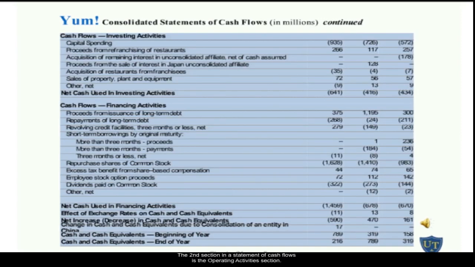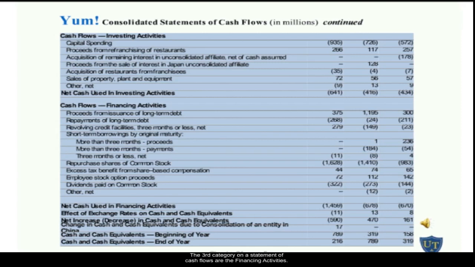The second section in a statement of cash flows is the investing activities section. What this section shows are cash inflows and outflows from the business related to investments in non-current assets. Since Yum's operating cash flows are generating large positive amounts of cash, they're able to invest extensively in each of the 3 years that we're looking at in their non-current assets.